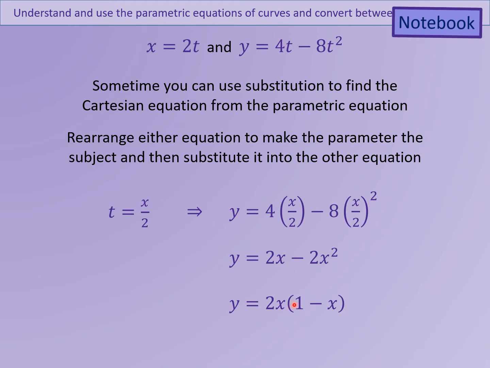Hence the equation 2x lots of 1 minus x, which as you saw is exactly the same as the previous example. So without having to sketch it, I've got down to the same equation by using the parametric equations. In the previous example, it was minus on the front, but these two were in the opposite way around. So it was the same equation.